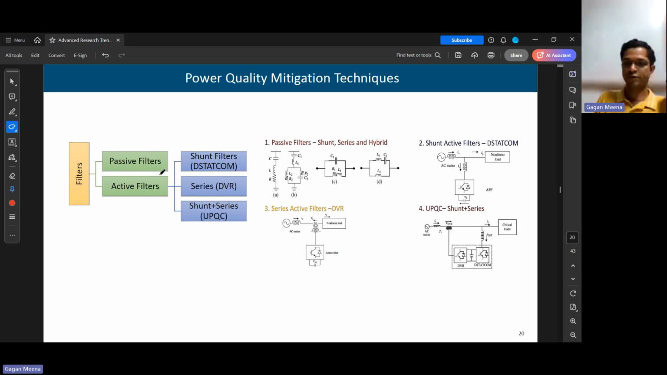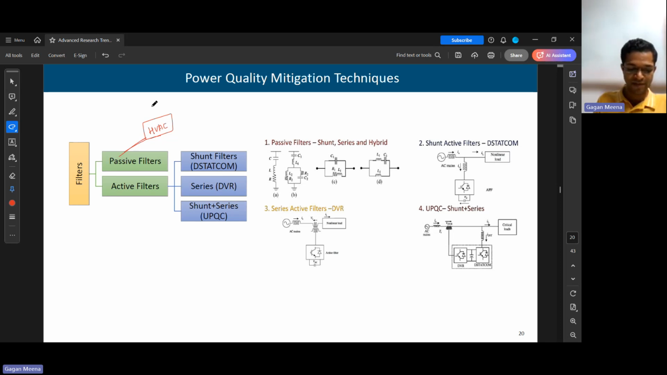One option is to use passive filters. Another option is to use active filters. Passive filters are widely used in HVAC, high voltage AC, because of their simple design, because of their robust nature, and because they are cheap.